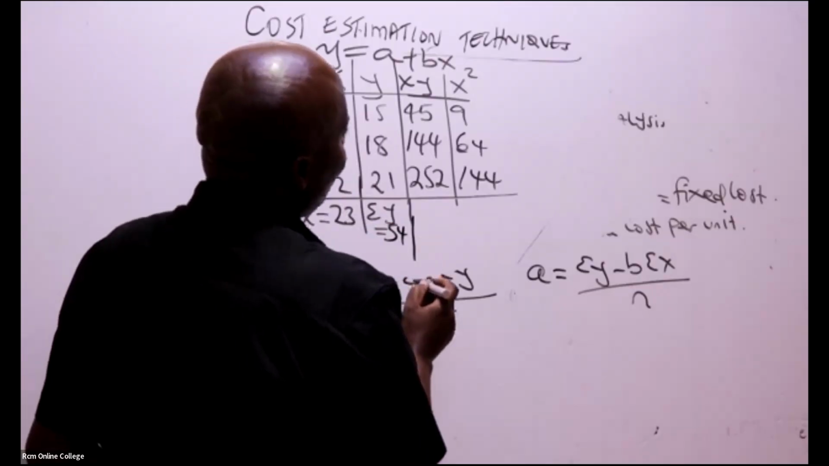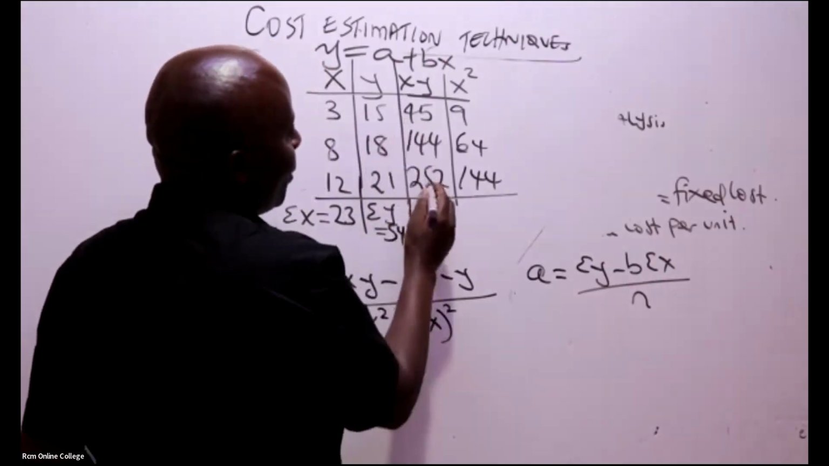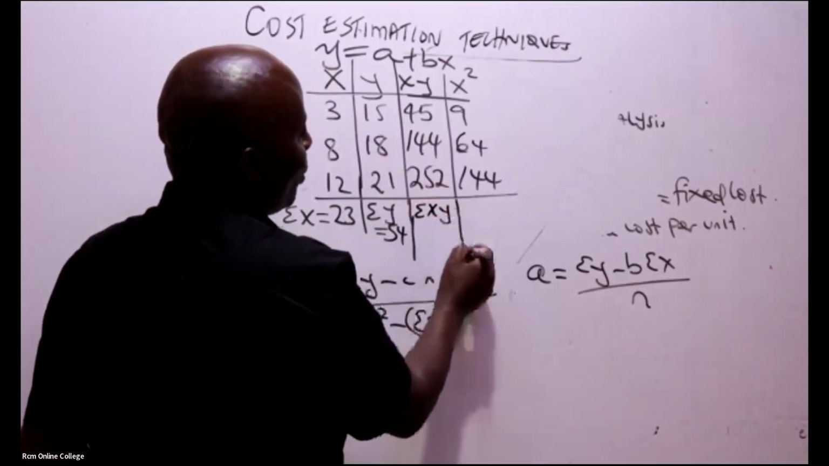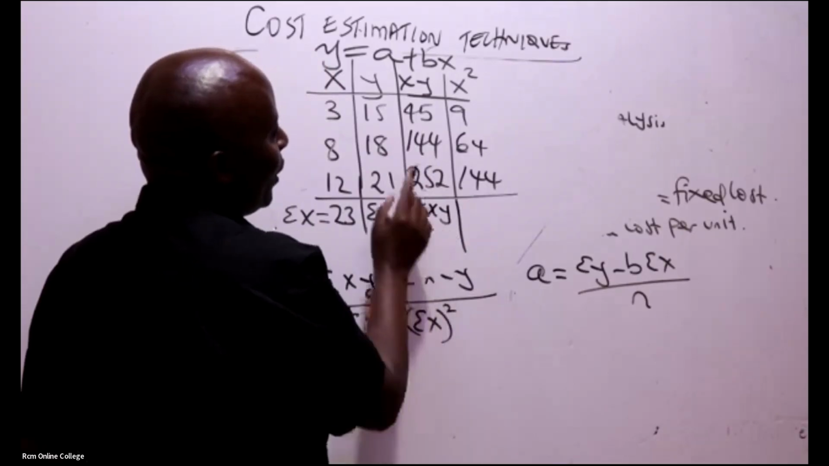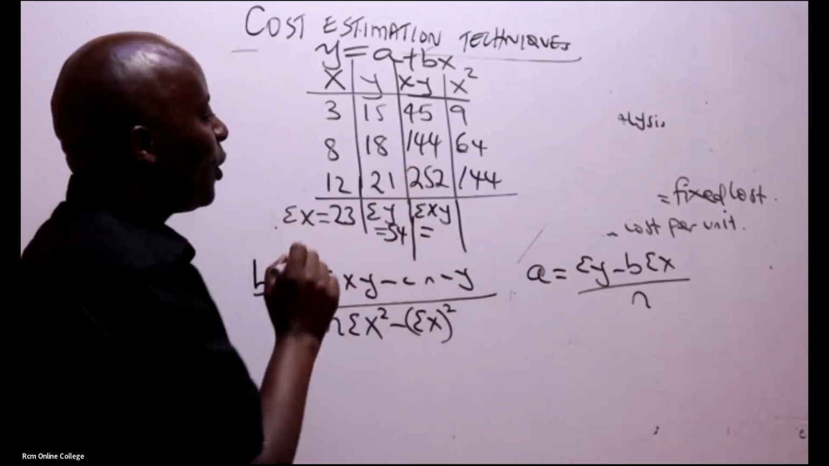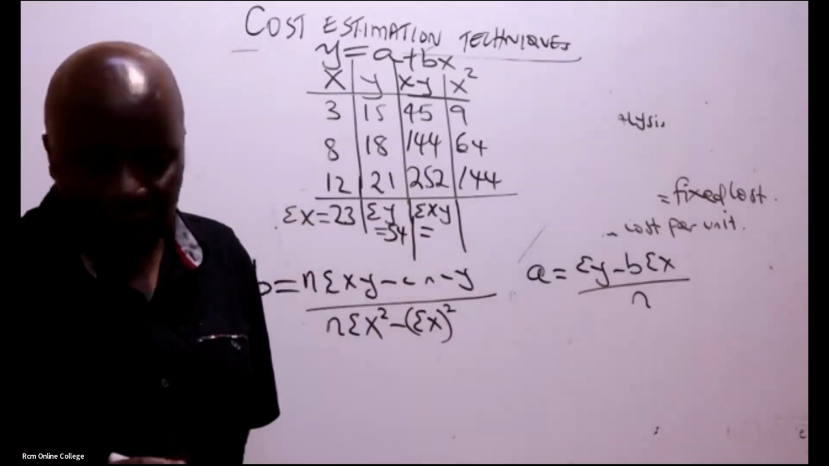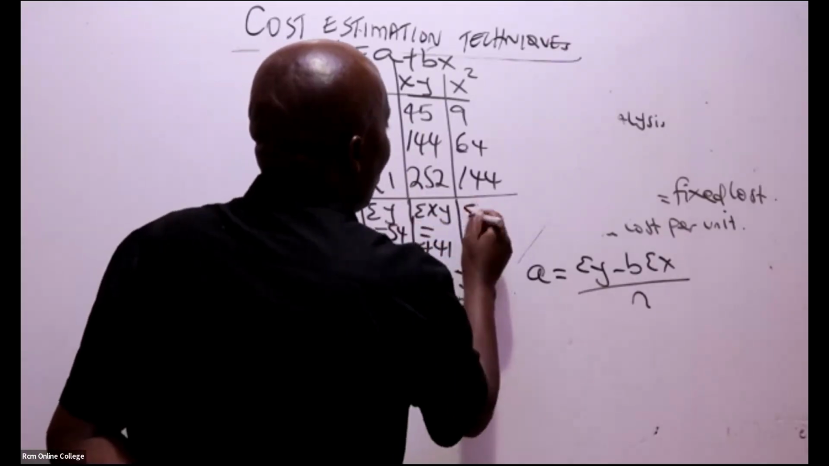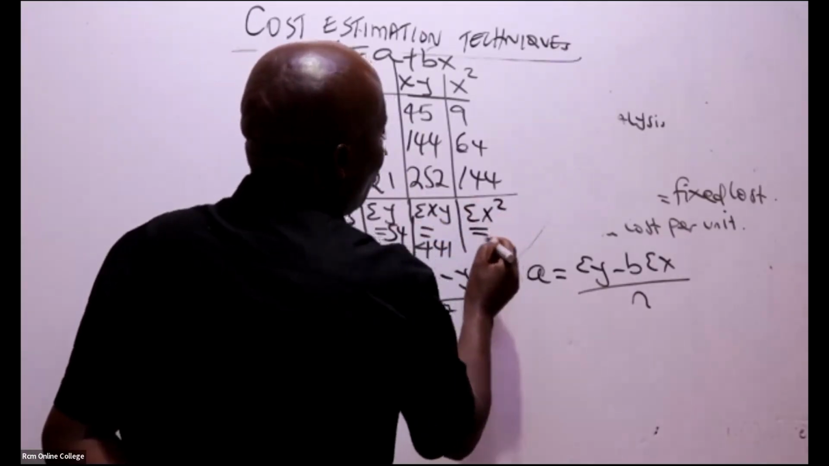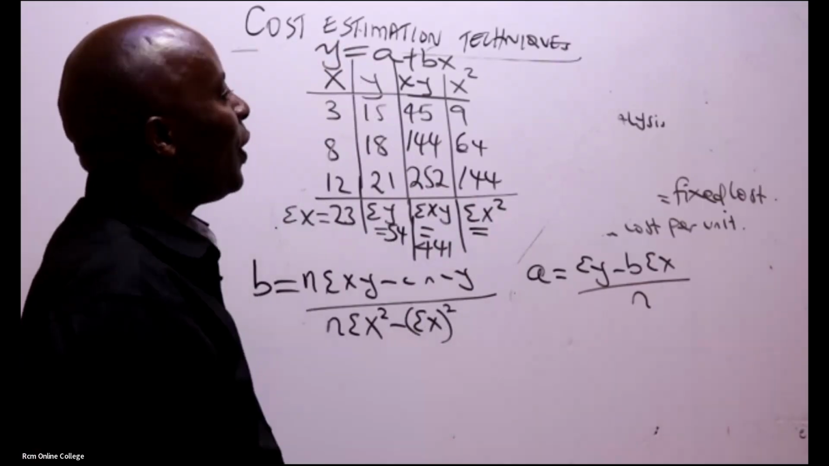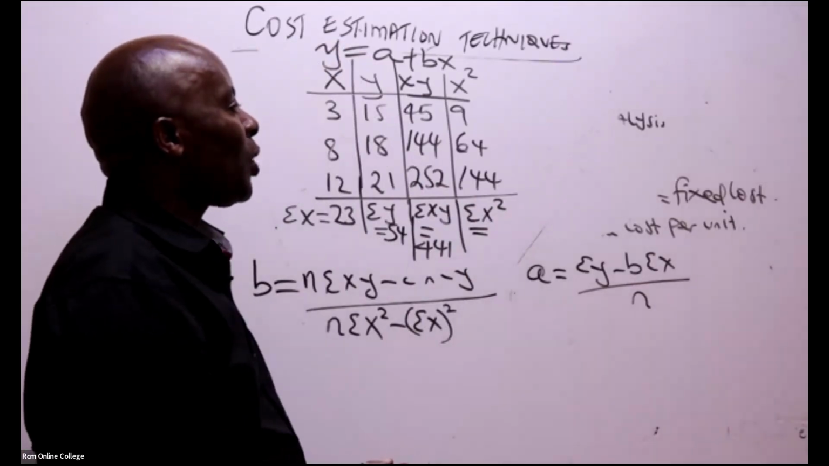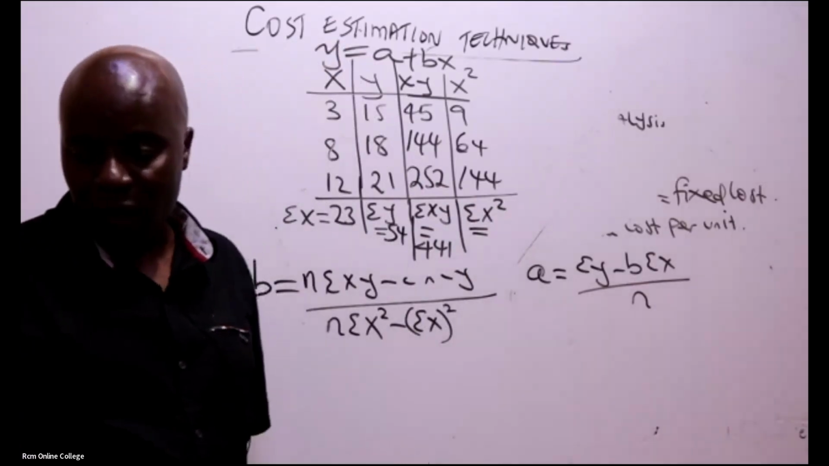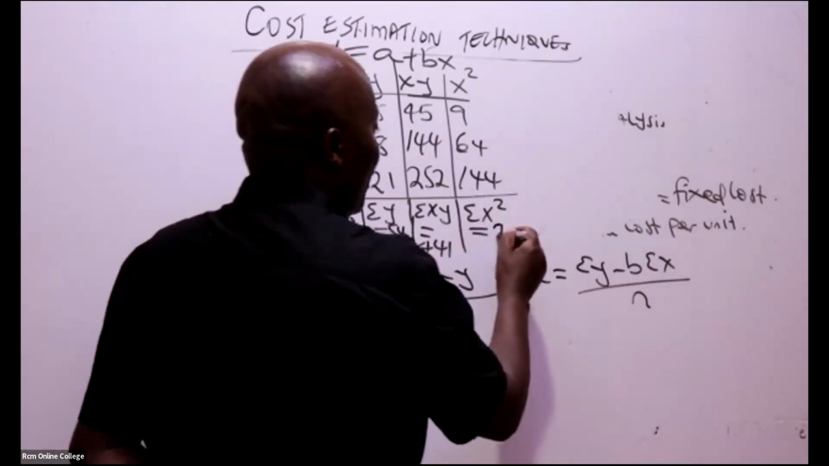From there, ladies and gentlemen, we have summation of xy. Summation of xy equals 45 plus 144 plus 252, which gives us 441. And then lastly, we have summation of x squared: 9 plus 64 plus 144, which gives us 217.